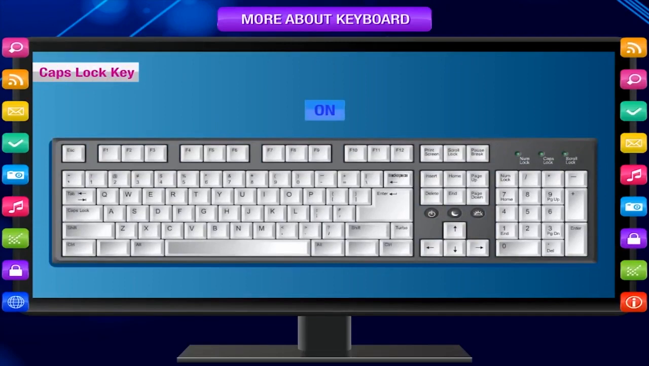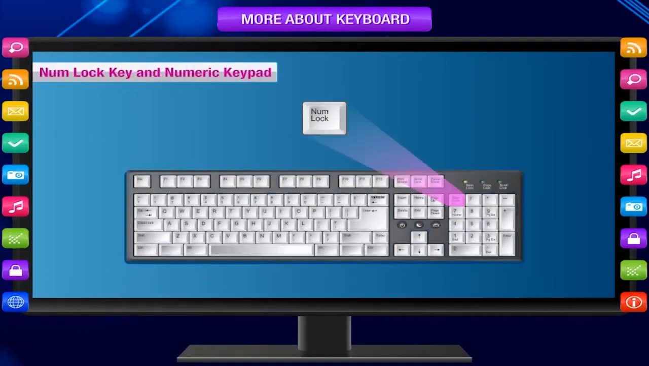Caps lock key. On: when you press the caps lock key for the first time, you can see a light on the top right corner of the keyboard. This is the on position. All the letters that we type with caps lock on appear in capital letters or uppercase on the monitor. Off: when we press the caps lock key again, it gets off. The light goes off and the typed letters start appearing in small letters or lowercase on the monitor.